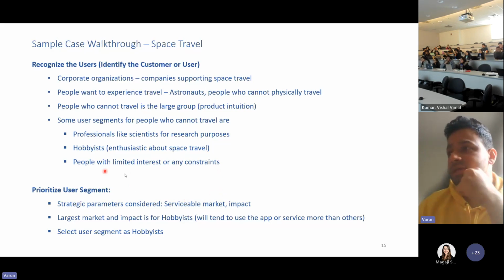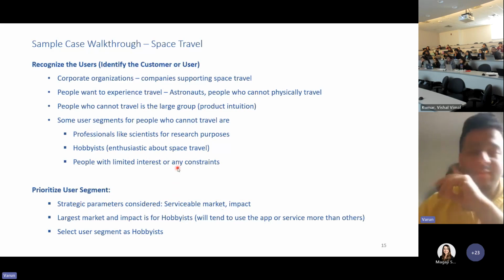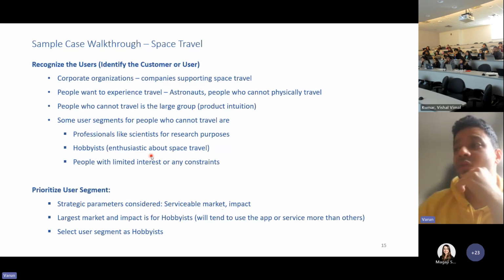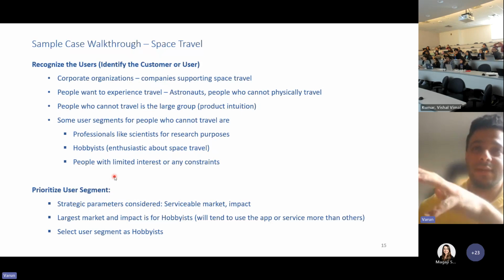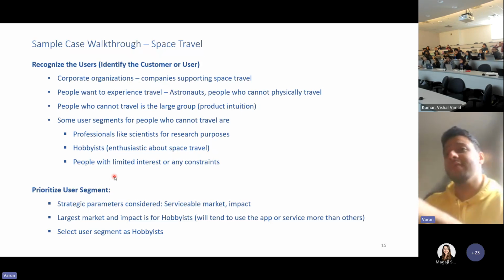Of course, if you look at these three user segments, the people who will be the most interested in this app or service or experience are people who actually care about it, right? Hobbyists or professionals. That's the impact. Then if you think about serviceable market, this is nothing but the total number of users or customers. Of course, the number of hobbyists usually is going to be more than scientists or researchers, right? And then you have to clarify why.